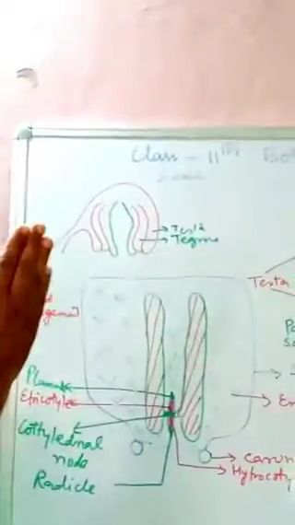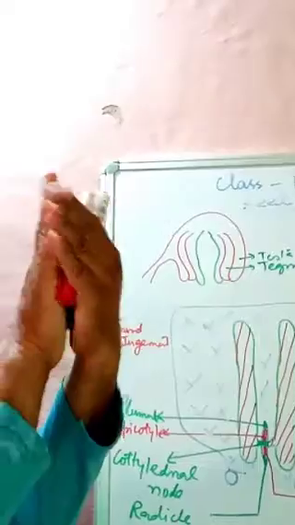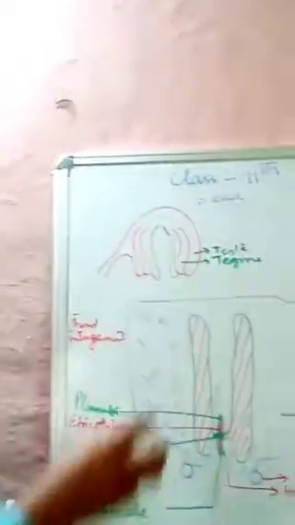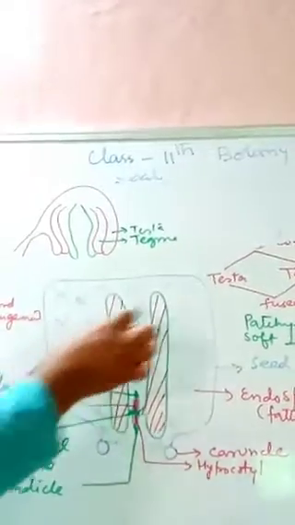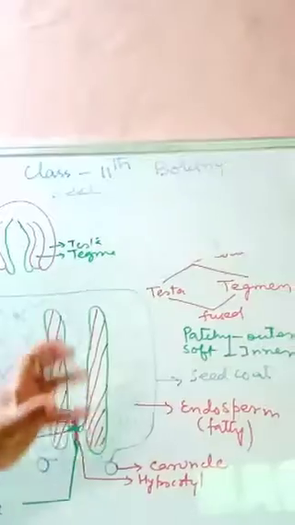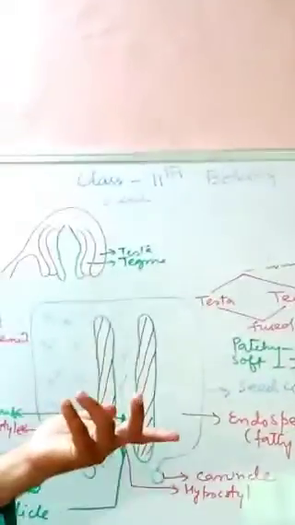Then there are the cotyledons, which are somewhat narrower. When we put them sideways, they become somewhat flat, and the rest of the space here is the endosperm, and that endosperm is fatty. How do we know that? When we crush that seed, we get oil, and that oil is mainly fatty.